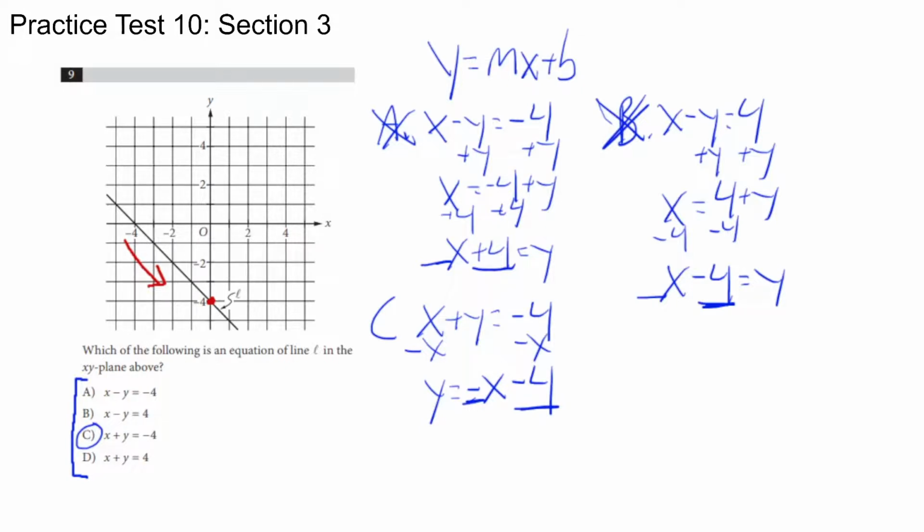If you wanted to convert answer choice D into y is equal to mx plus b form, you can. So if I have x plus y is equal to 4, if I subtract x, I get y is equal to negative x plus 4. So I have that negative slope that I'm looking for, but my y-intercept is positive 4 when I want a negative 4. So C is going to be my answer.